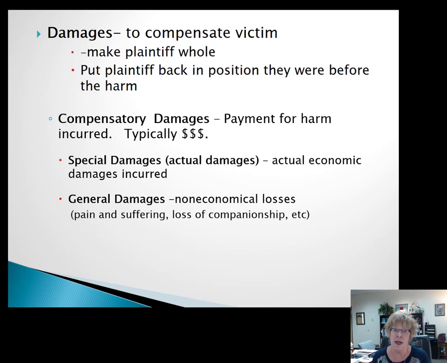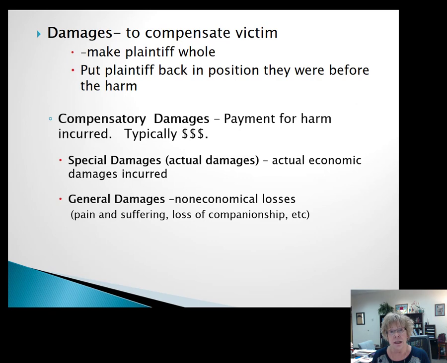but also sometimes a larger part of the compensatory damages are what we refer to as general damages, and these are your non-economic losses. I can't bring a receipt in for it, but it's still things that I suffered. So the idea here of pain and suffering that I had. So if you hit my car and put me in the hospital and broke some ribs, then that would be included in that pain and suffering that I had to go through.